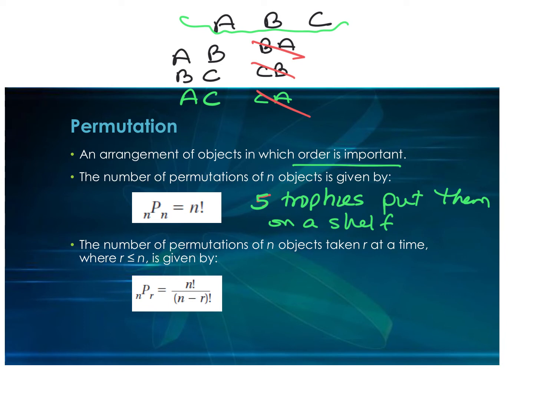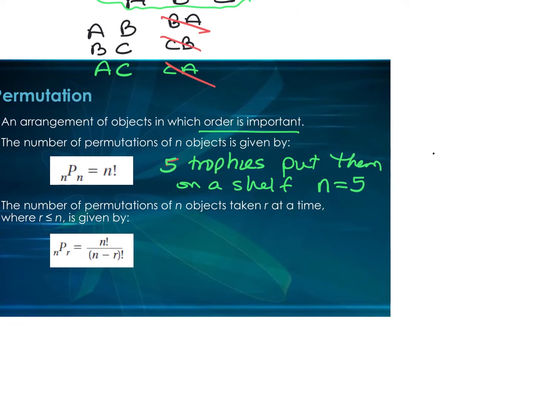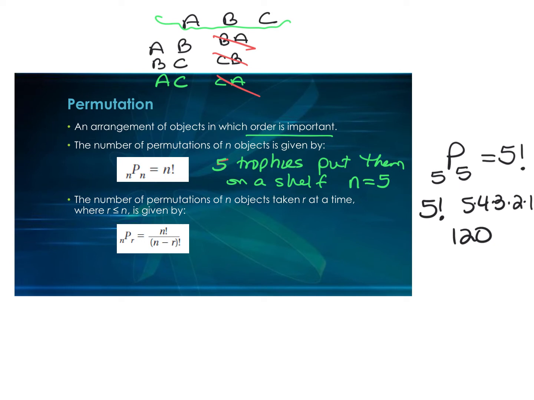So in this particular problem, when they don't give me a second number, my n value is 5. So I'm just going to be doing the permutation of choosing 5 things from 5 things, which is equivalent to 5 factorial. So 5 factorial is equivalent to 5 times 4 times 3 times 2 times 1. And there will be 120 different arrangements of those 5 trophies on the shelf.